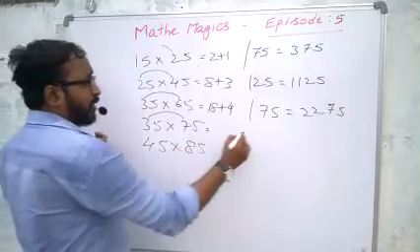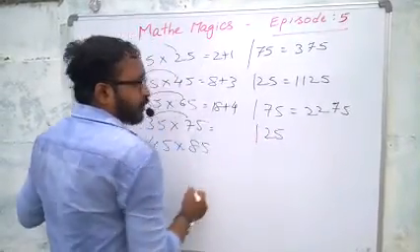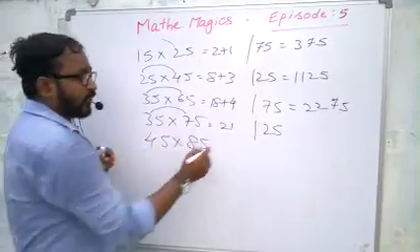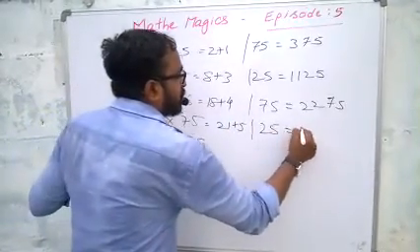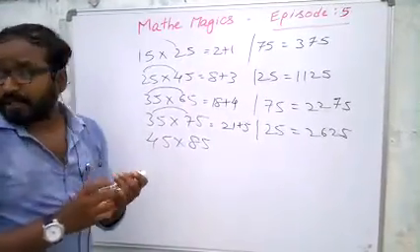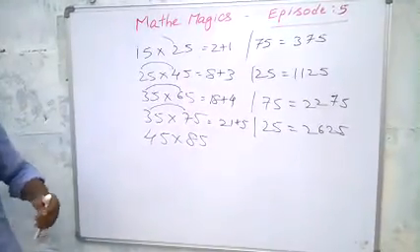7 plus 3 is 10. 10 is an even number. Whenever it is an even number, take 25. 7 into 3 is 21. 7 plus 3 is 10. Half of 10 is 5. So the final answer is 2625. Like that, we are able to solve such types of problems very easily.